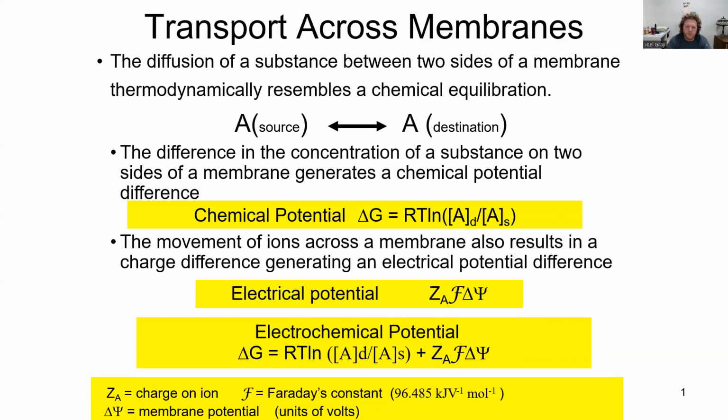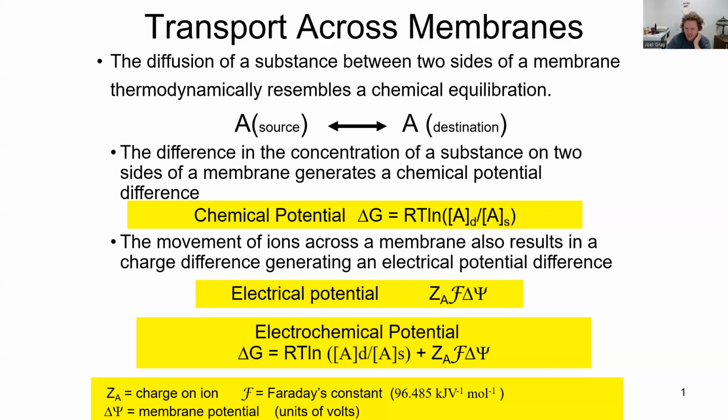We come up with this equation, delta G equals RT times the natural log of A, your substance in the destination, divided by A, your substance's concentration in the source, plus Z sub A, which is simply the charge on the ion. So if it's a magnesium ion, that's going to be a +2 cation. A sodium ion would be +1.